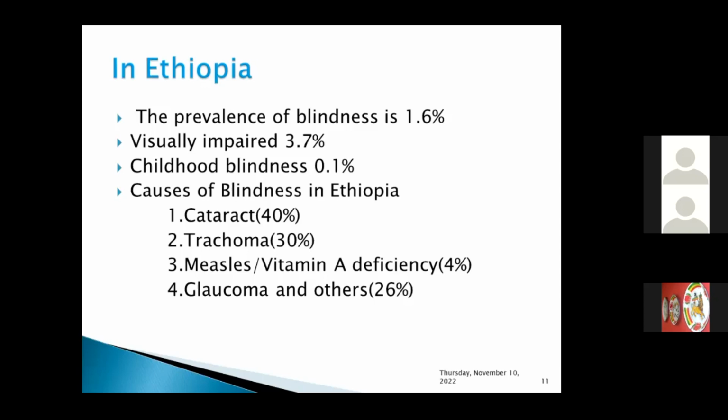The commonest cause of blindness in Ethiopia, in the world, in developing nations. Cataract is the commonest everywhere when it comes to blindness. In Ethiopia, it is followed by trachoma and other corneal opacity causing diseases like measles and vitamin A deficiency. Glaucoma and others are currently becoming common.